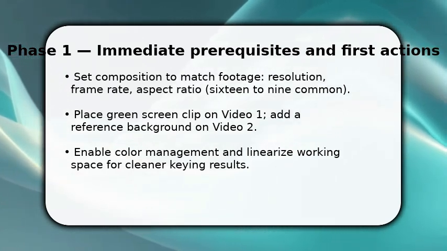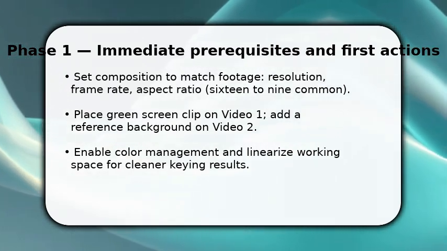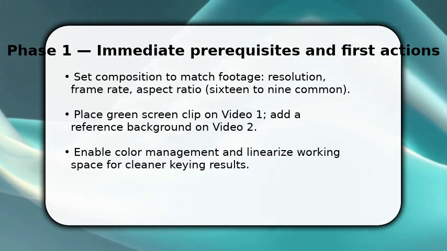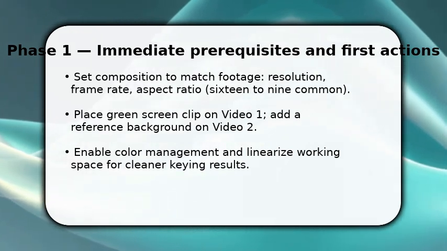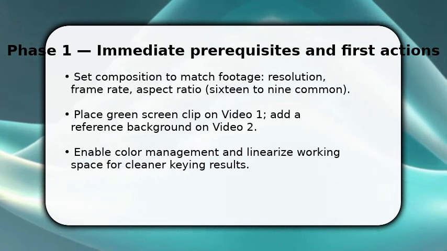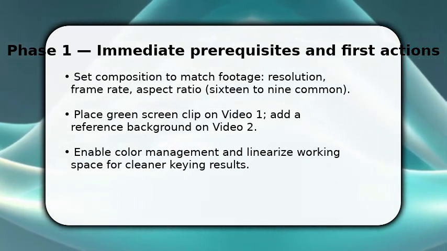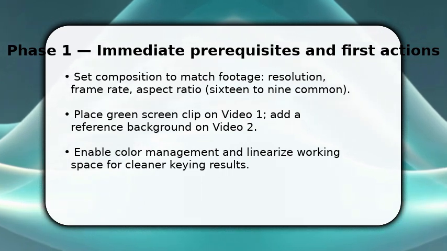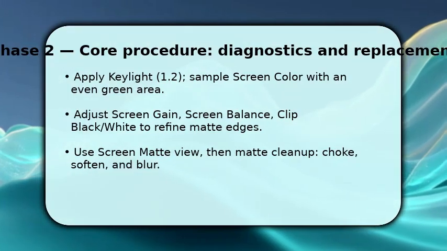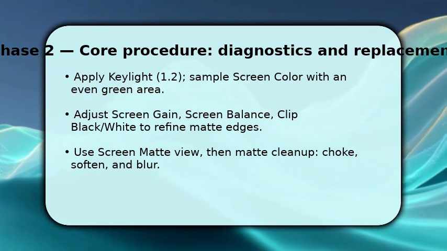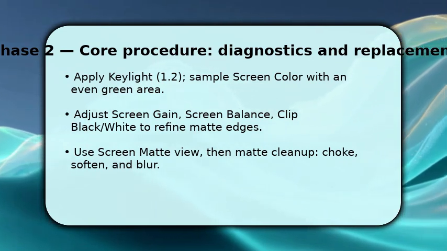Make sure color management is enabled because accurate color space reduces matte artifacts later. Once done, scrub the timeline to find a representative frame with even green. This is the frame you'll use to sample when you key. Apply Keylight 1.2 and sample the green with the screen color eyedropper. You want a neutral, even patch.